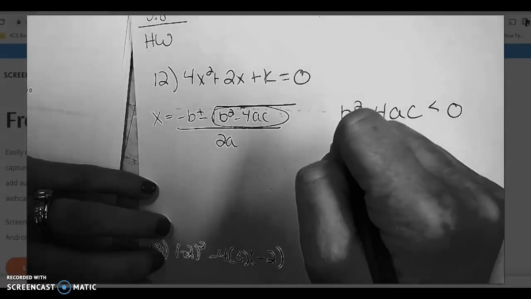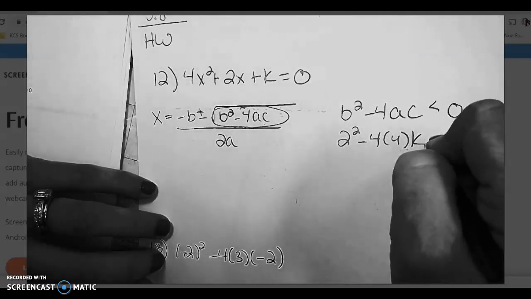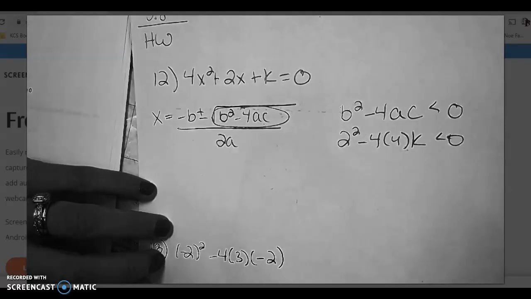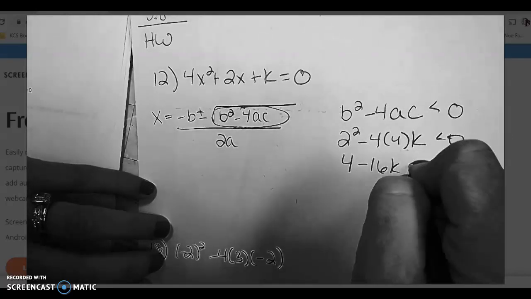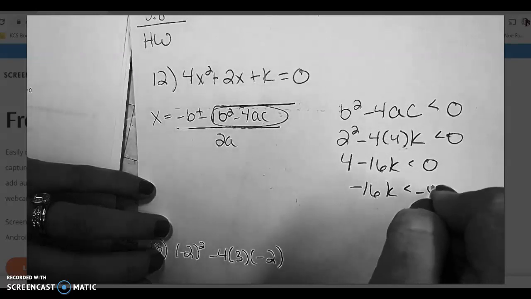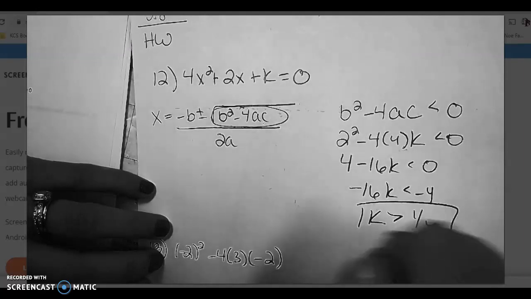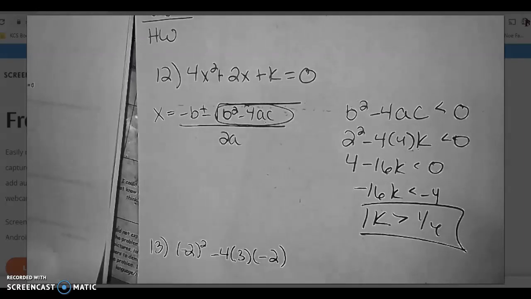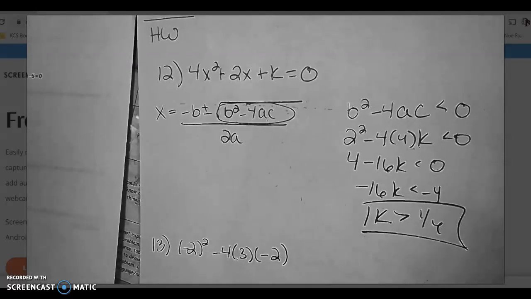So we know b, and we know a. We're trying to find c, which here is represented by k. So I'm really just solving an inequality here. So I'm going to subtract the 4, divide by a negative. Now when you divide, make sure your sign flips. So if k is greater than 1/4, this quadratic would have two complex solutions.